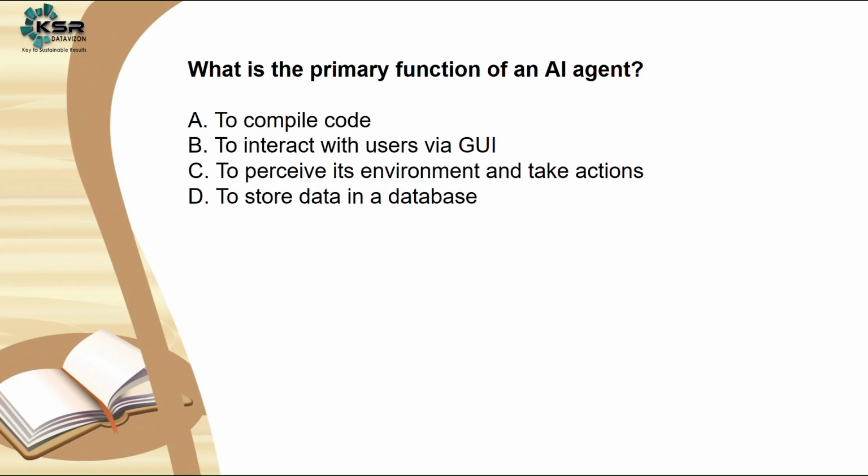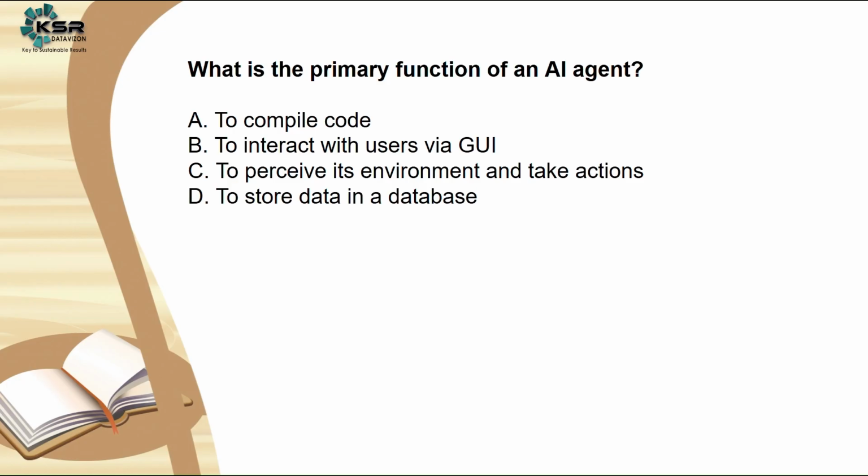Let's talk about D, to store data in a database. To store data in a database, there are other modules like SQLAlchemy and Psycopg. As per the database, we'll be using different modules. And an AI agent is not about that purpose, right?